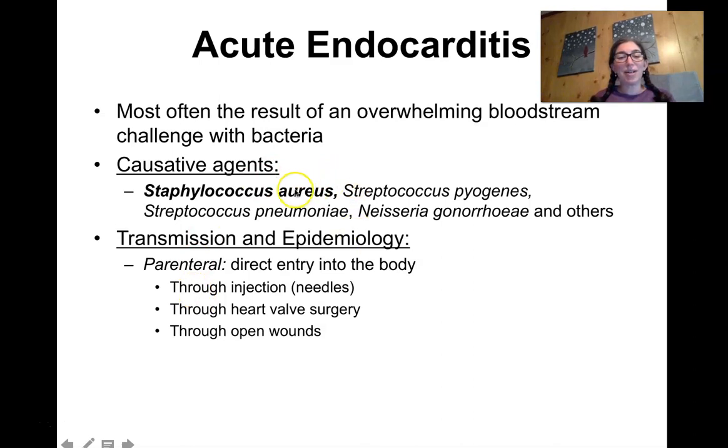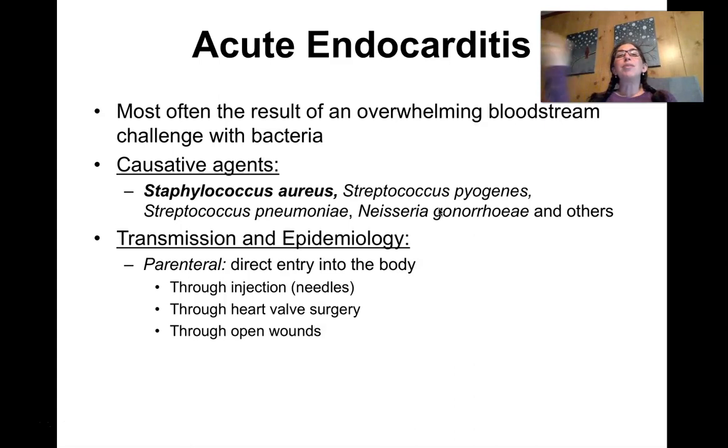It's a sneaky little bugger. And so if it gets to the heart and takes root on the heart valve, it can cause acute infection in the heart. The most common portal of entry, though, for endocarditis is through the blood, so through injection, parenteral, direct injection into the blood.